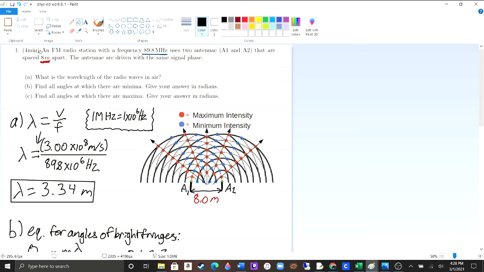Problem number 1 states an FM radio station with a frequency of 89.8 megahertz uses 2 antennae, A1 and A2, that are spaced 8 meters apart. The antennae are driven with the same signal phase, so each time one is releasing a very high pressure wave, so it's a trough, the other one is also giving off a trough. So these two waves are symmetrical.